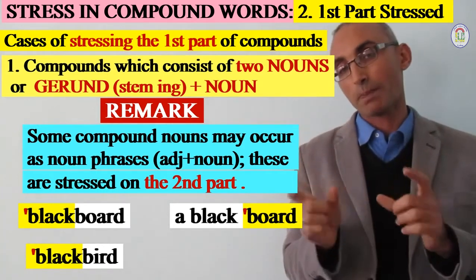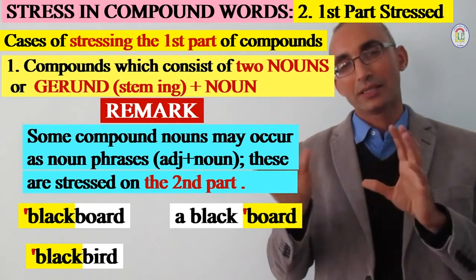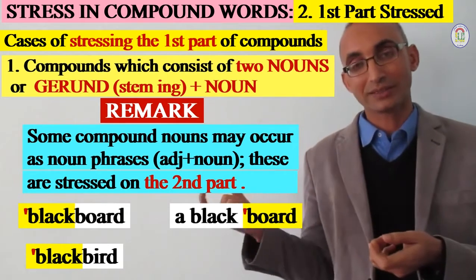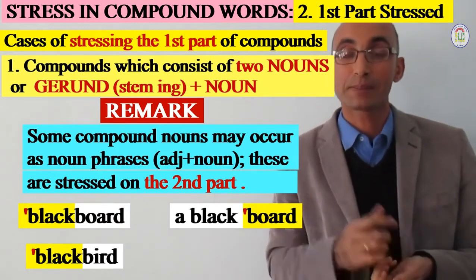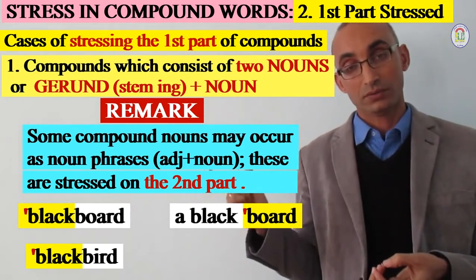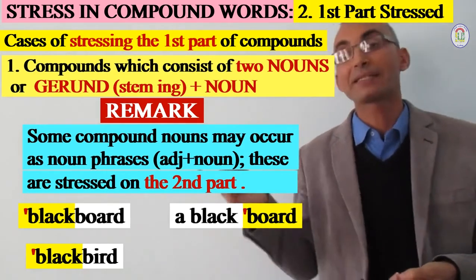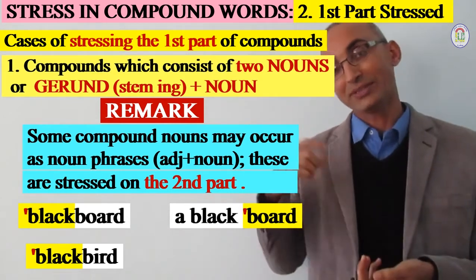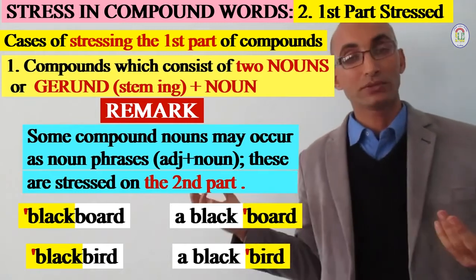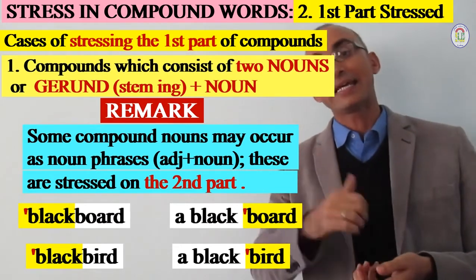Blackbird here refers to a particular European bird, which has a certain shape and form. So when it is used like here, as a compound noun, one word together, we stress the first part. But if you use it as a noun phrase, it means a black bird, any bird which is black. Here I stress the second element.